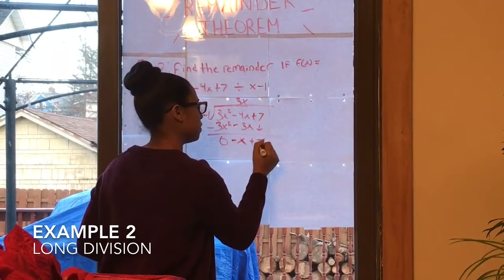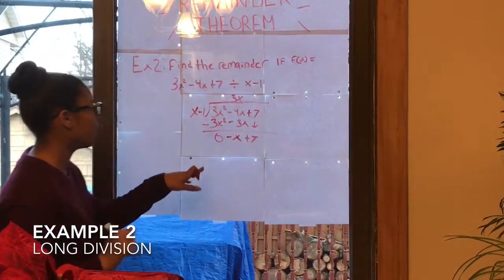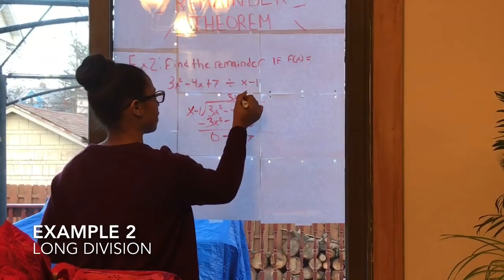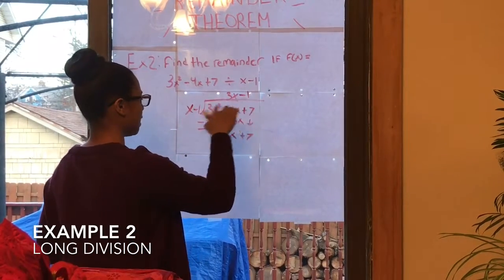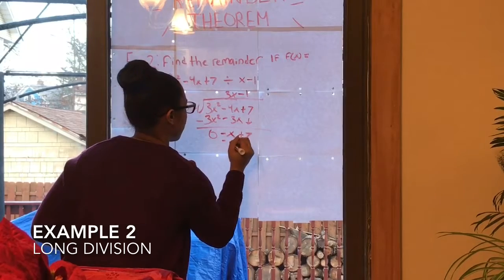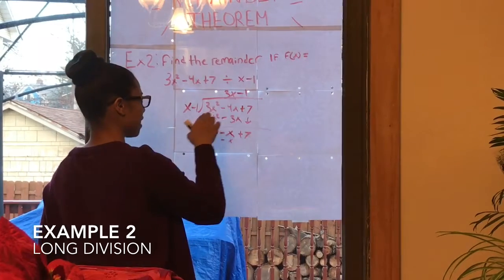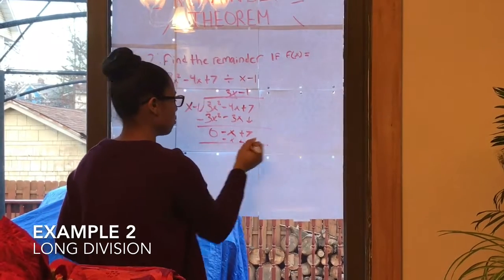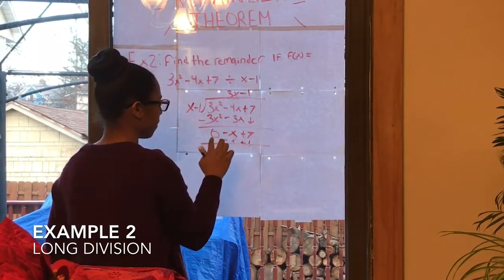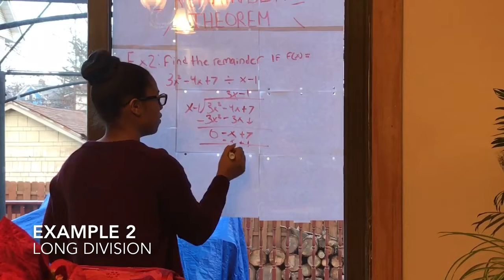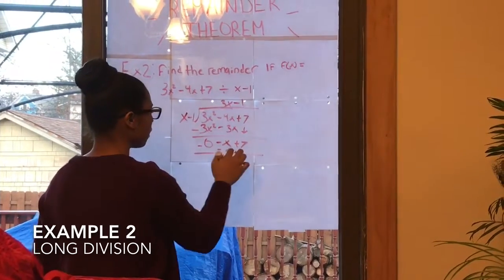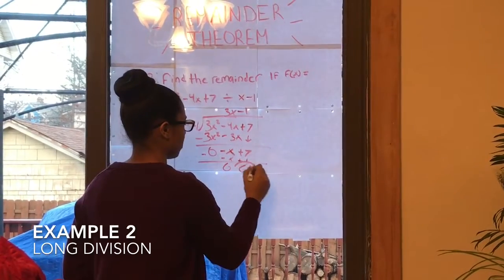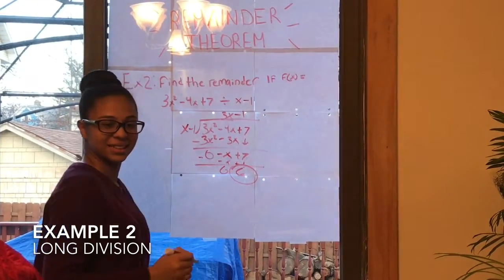So plus 7. So then we have to figure out what times x will give us negative x, which is negative 1. So we're going to take negative 1 times x equals negative x, and negative 1 times negative 1 is positive 1. So negative x minus negative x is 0, and 7 minus 1 is 6. So our remainder is 6.